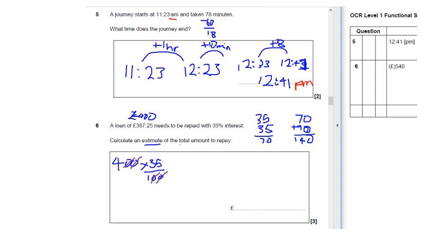Calculate the total amount to be repaid. So I've got to add this 140 on. Yeah, so 400 plus 140 is 540. Okay, and that's my answer.